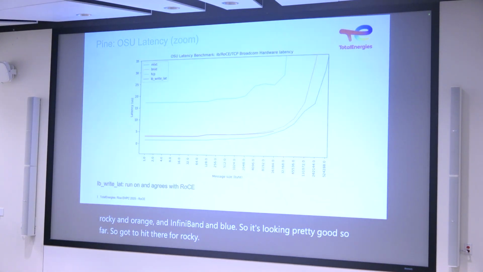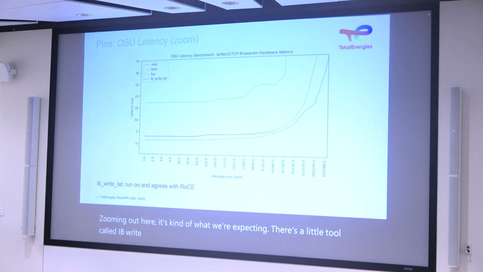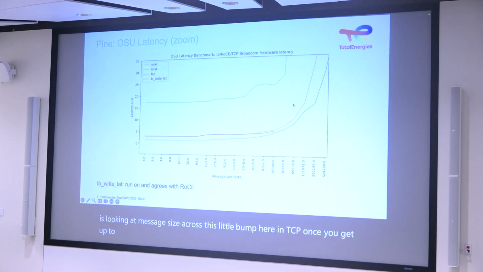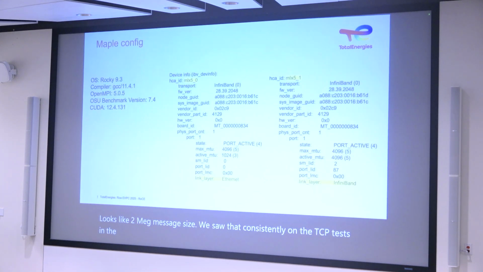Zooming out here, it's what we're expecting. There's a little tool called IB write latency. Harry spent time finding these little tools because we really wanted to find our source of truth for these latencies, because if you run things incorrectly and you're not using the right low-level tools, then you're not getting the latency numbers that you're expecting. So this is looking at message size, across this little bump here in TCP. Once you get up to, looks like, 2 meg message size, we saw that consistently on the TCP tests in the OSU latency benchmark.